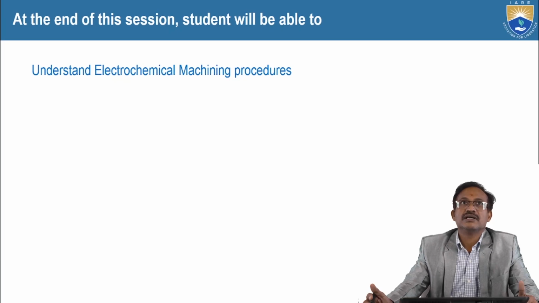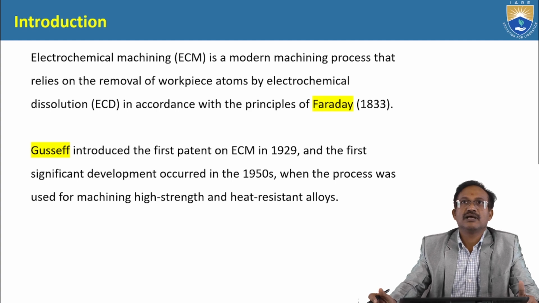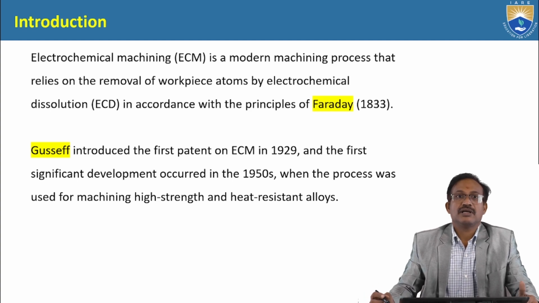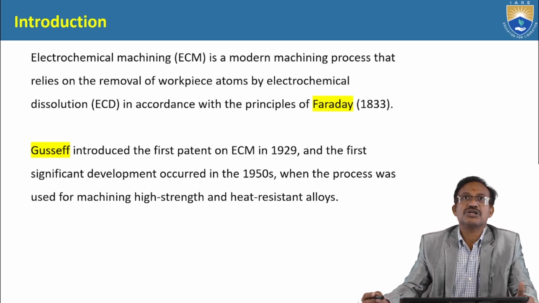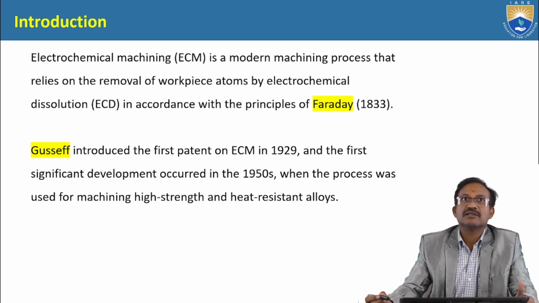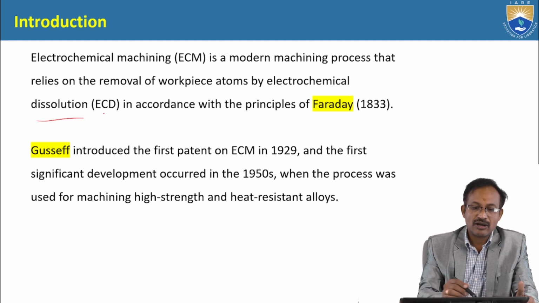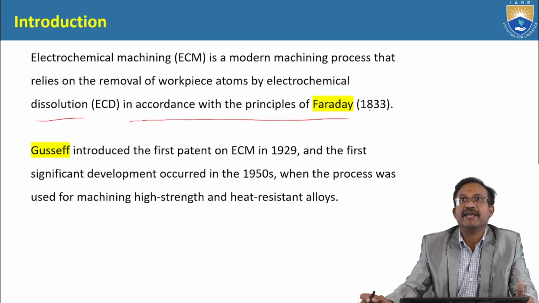At the end of this session, students will be able to understand the electrochemical machining process or procedure. Introduction. Electrochemical machining, in short ECM, is a modern machining process that relies on the removal of workpiece atoms by electrochemical dissolution (ECD) in accordance with the principles of Faraday.